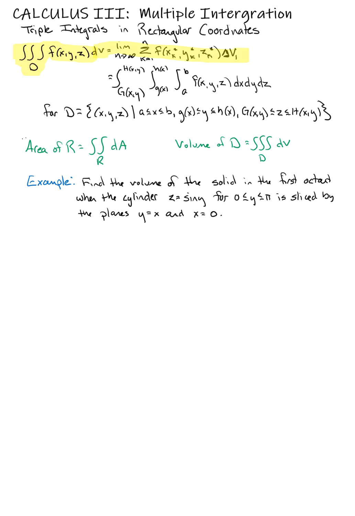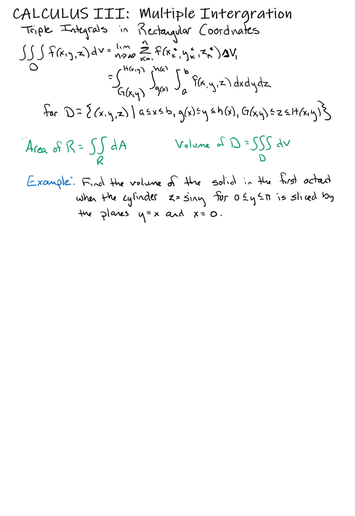Now, yes, we could set that up as a limit of a Riemann sum, but more often we're just going to go straight to writing it as an iterated integral. In this case, we can integrate with respect to x, and then with respect to y, and then with respect to z, although there are 6 different orders that we could work this integration.